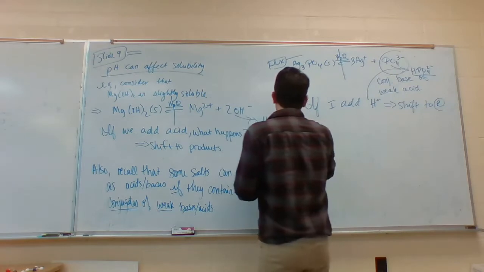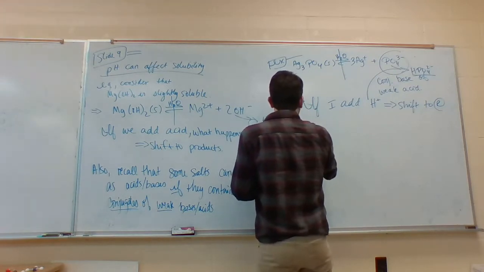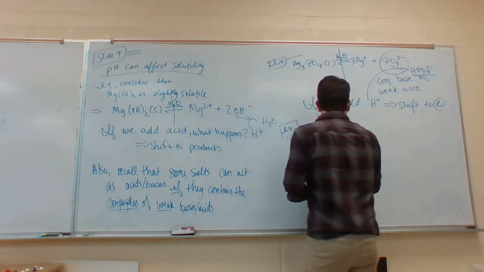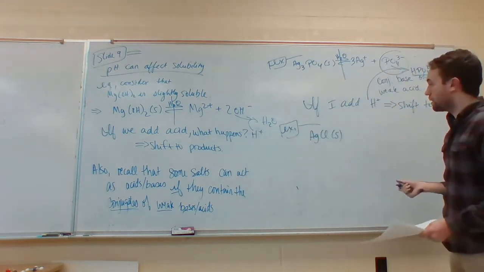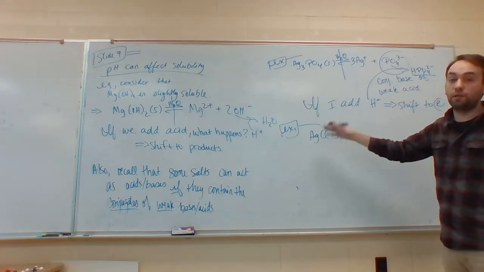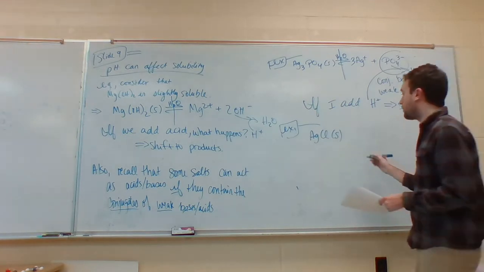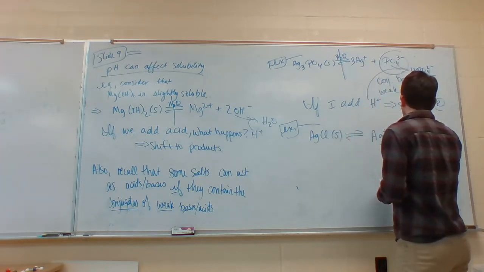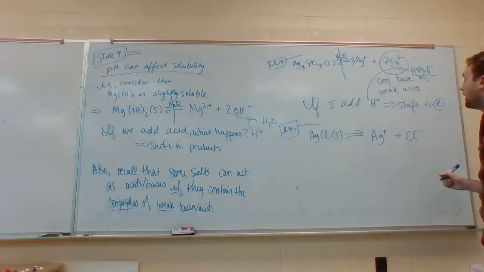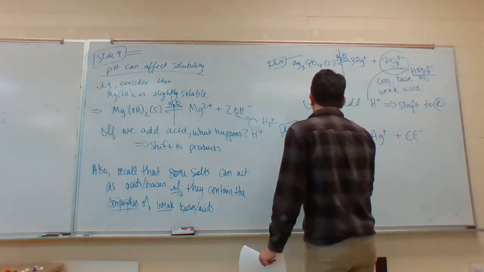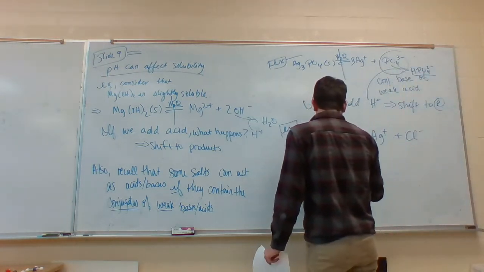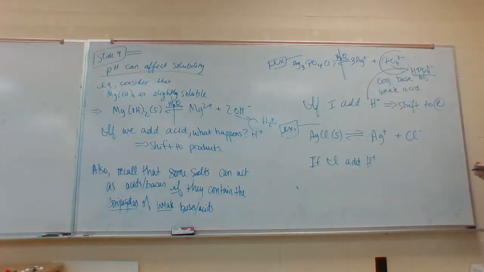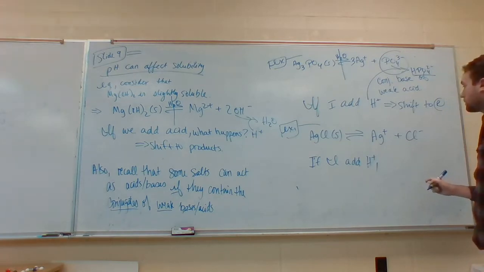On the other hand, let's say that I have silver chloride. You guys have been working a lot with that in lab. So you should know that this is going to crash out of solution and form an equilibrium. It's going to be sparingly soluble: Ag+ and Cl-. Now let's say that I add acid to this. What happens?